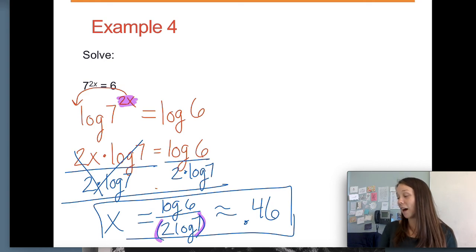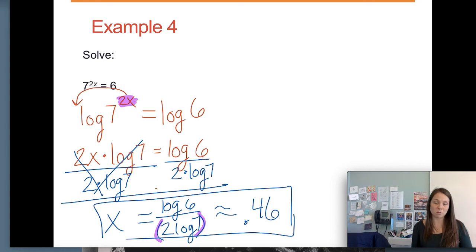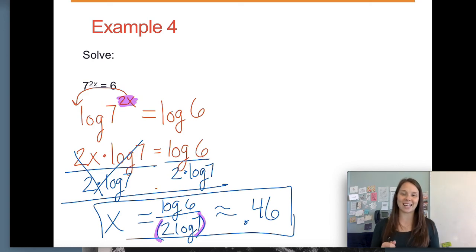So example 5 is similar, so I want you to give example 5 a try and see how far you can make it. It's a very similar start as this one, and then press play to see the answer.